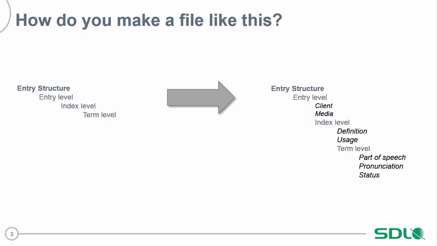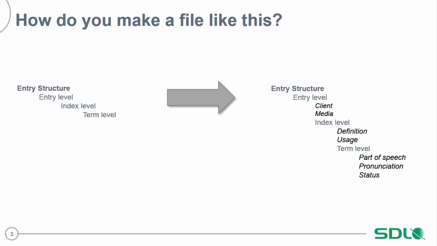So all term bases have this basic bones to start with. It's called the entry structure. And here you have an index level, an entry level, and a term level. And you can add fields to these bare bones to represent what it is you're trying to use the term base for. So a simple bilingual glossary with only terms for each language pair would look like the entry structure on the left. You'd only have an entry level, an index level, and a term level. If you customize it a little bit, with the same terms by adding more data to it, the entry structure could look like the one on the right.